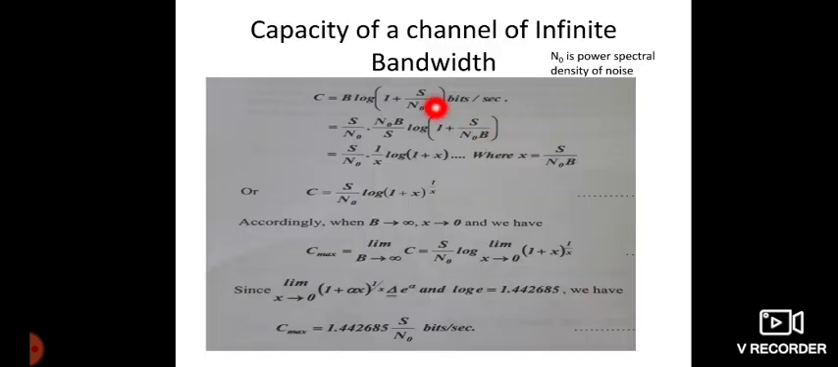So now we will see the capacity of a channel of infinite bandwidth. So here C equals B log(1 plus S by N). That N can be written as N0 into B. N0 is the power spectral density of noise. Okay, N was the noise power, N0 is the power spectral density of noise. So N0 into B, you will get N. When N0 is multiplied with bandwidth, you will get the noise power.